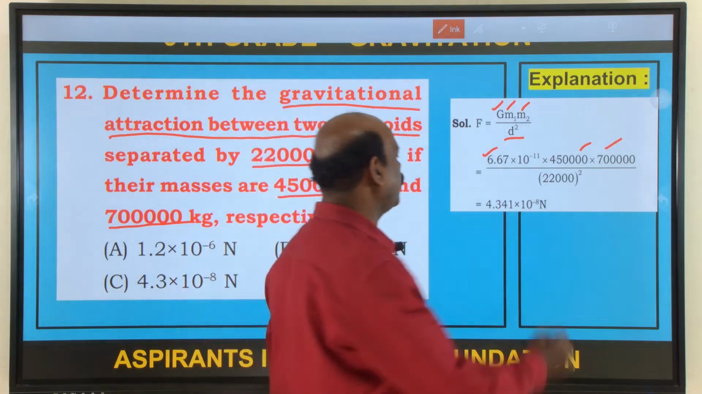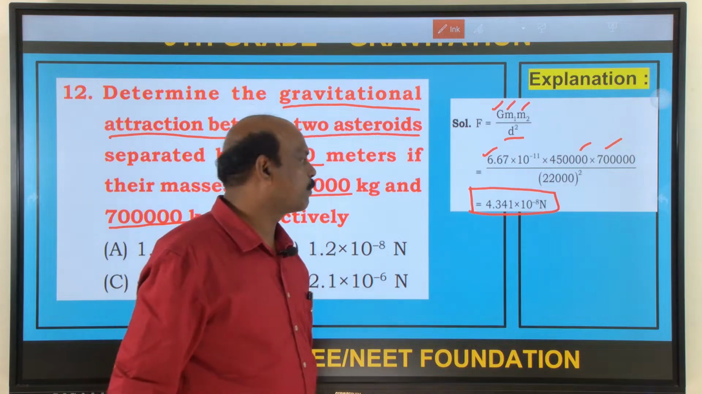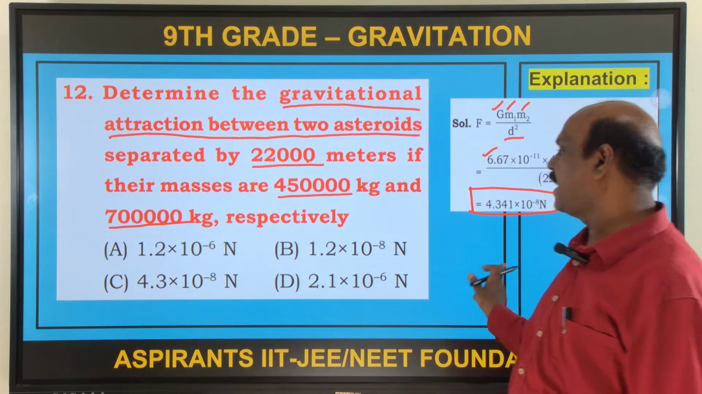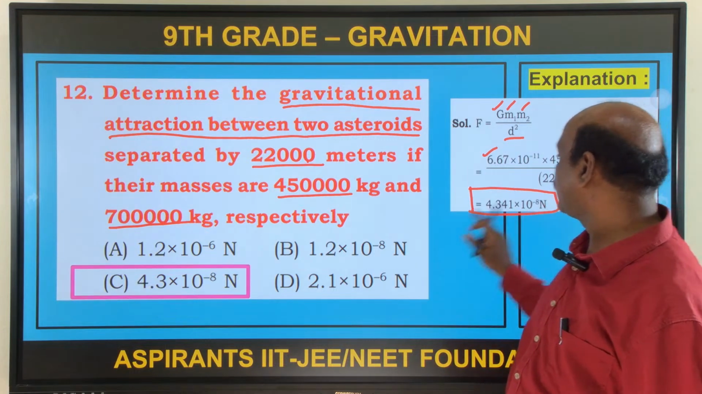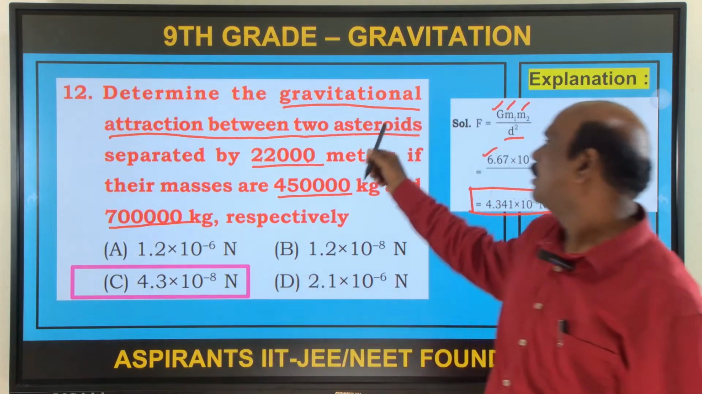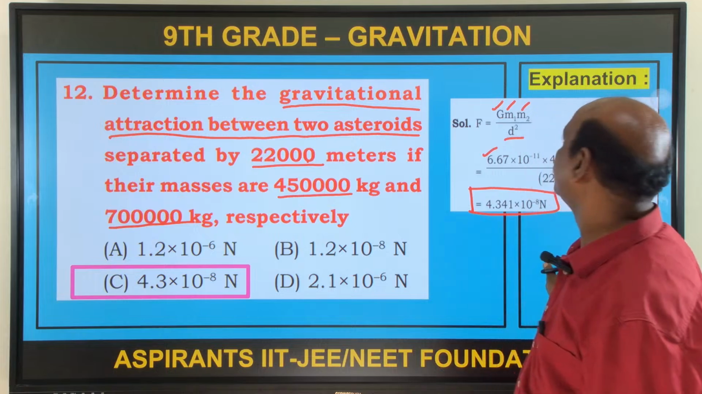By simplifying all these values, you get the result 4.341 into 10 power minus 8. So we take 4.341 as 4.3 into 10 power minus 8 newtons. So the force between these two asteroids will be this many newtons.